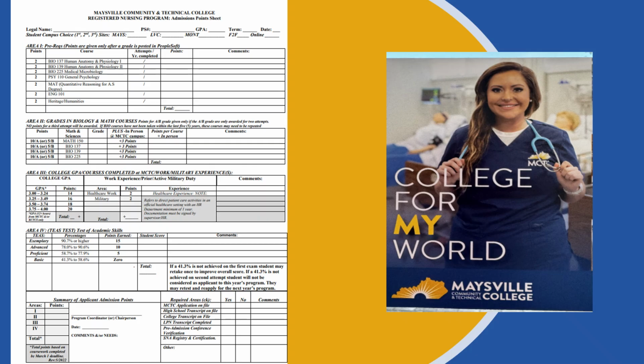So I truly encourage people to do well in those math and science prerequisites so that you get those points. And it's a pretty good amount of points to get for working hard in those classes and getting an A or B. We also will give you 3 points if you take the class in person at an MCTC campus.